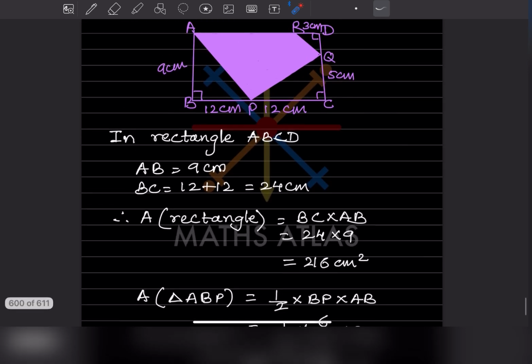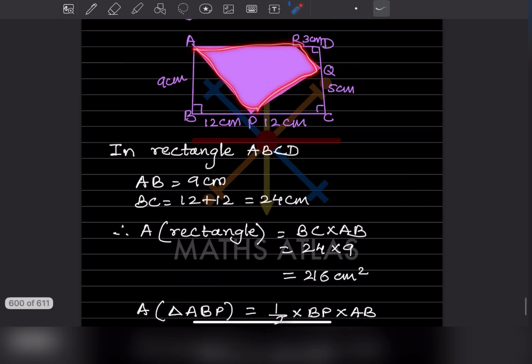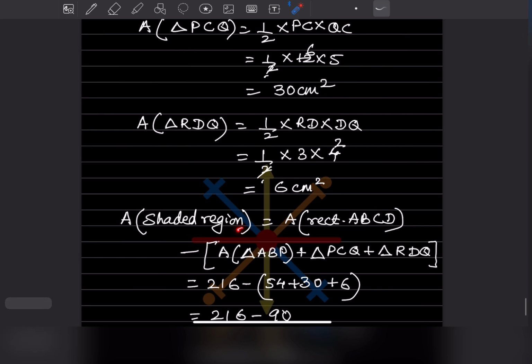Now we got this, we got this, we got this, and we got the area of this one. So we are going to subtract that one to find out the area of this shaded part. So the area of the shaded region will be the area of this rectangle ABCD. From that we are going to subtract these three triangles over here. Either you put this in a bracket, or you write separately: minus area of triangle ABP, minus area of triangle PCQ, minus area of triangle RDQ.